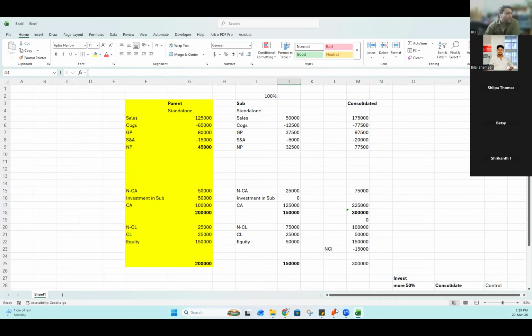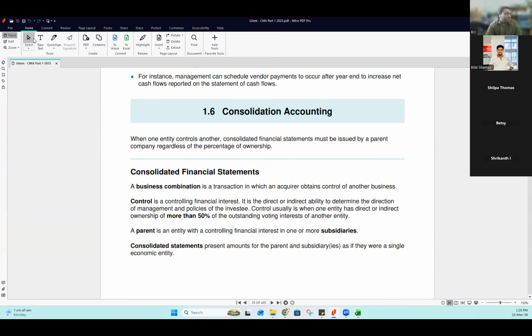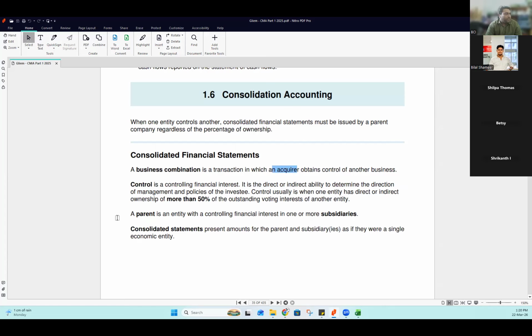Okay. Now going forward. Consolidated financial statements. A business combination is a transaction in which an acquirer obtains control of another business. Then control is a controlling financial interest. It is a direct or indirect ability to determine the direction of management and policies of the investee. Control usually is when one entity has direct or indirect ownership of more than 50% of the outstanding voting interest of another entity. We are not talking about shares, we are talking about 50% or more voting interest.